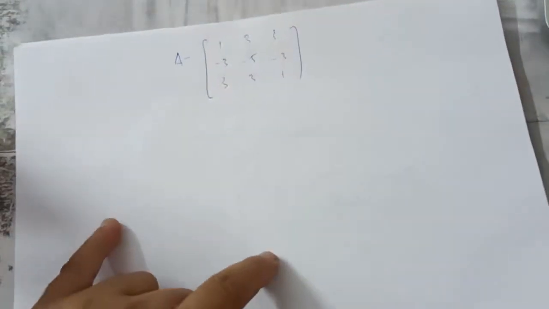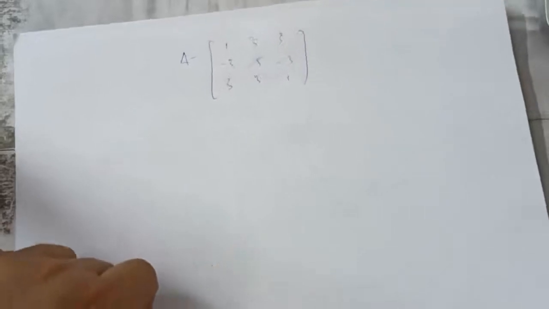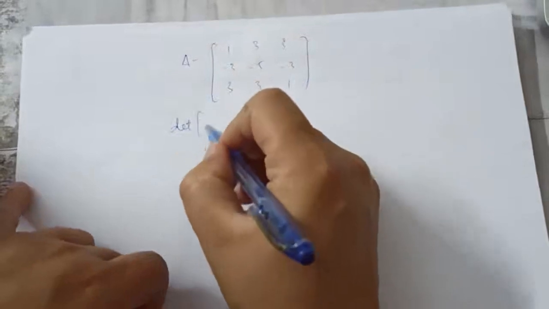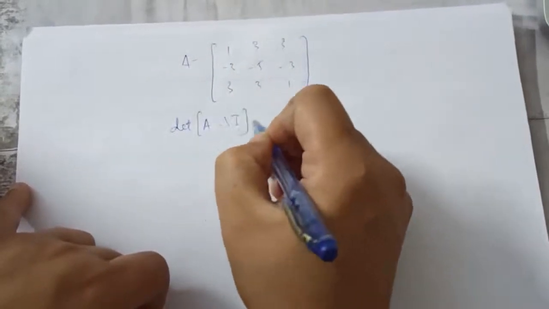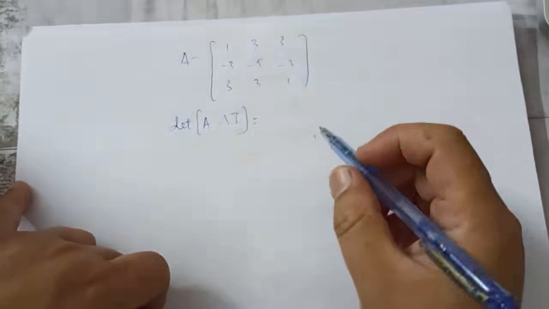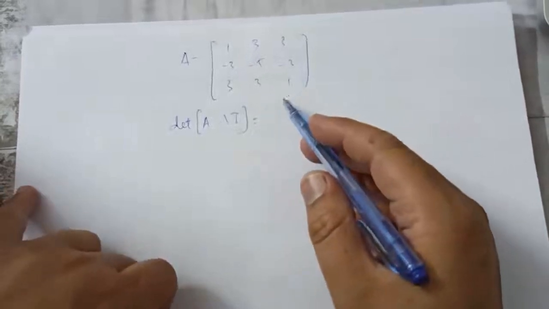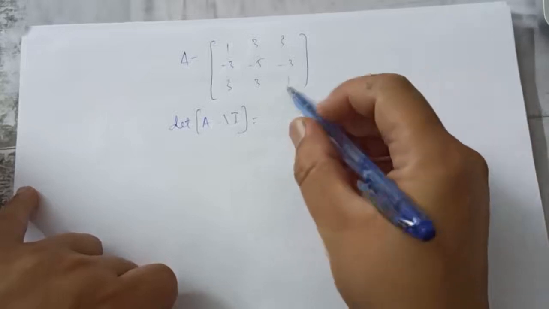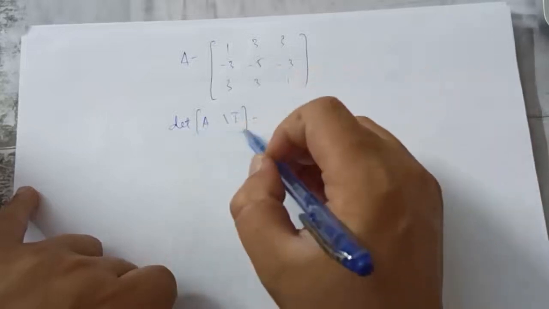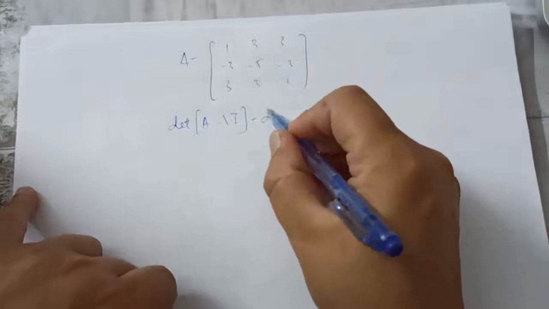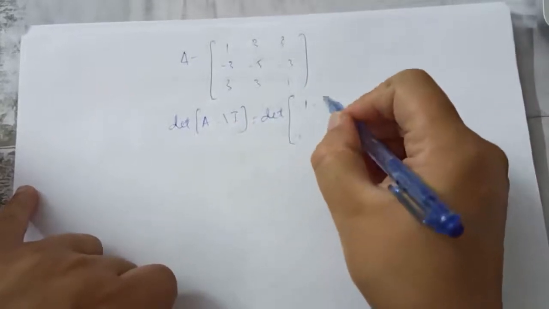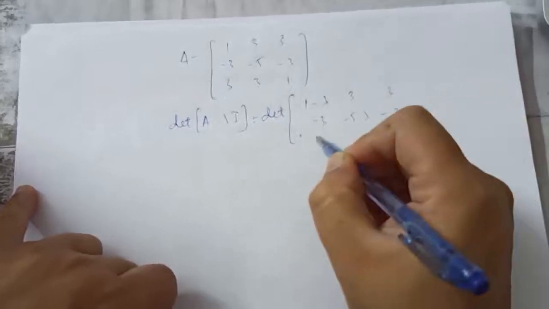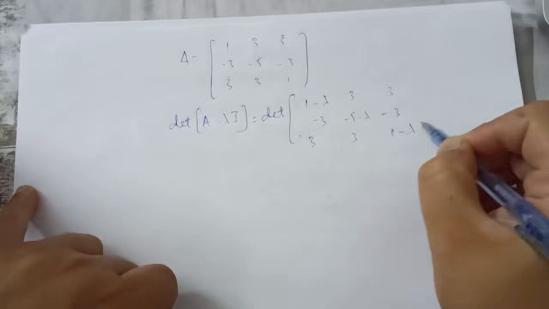The first thing we have to do is find the eigenvalues of A, and we can do that using the characteristic equation, which is nothing but the determinant of A minus lambda I. In this case, we take the determinant of A minus lambda I, which is the determinant of [1 minus lambda, -3, 3], [3, -5 minus lambda, 3], [3, -3, 1 minus lambda], right?